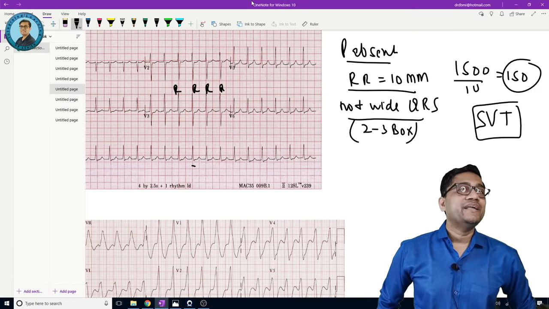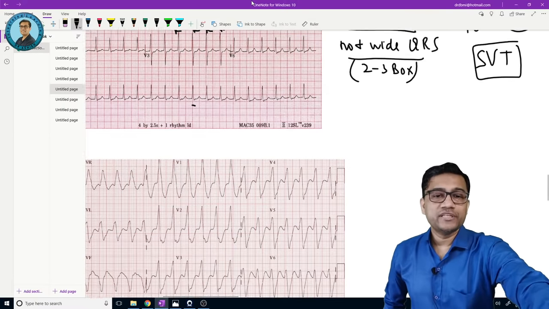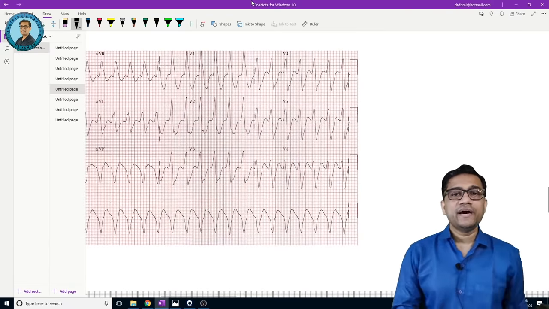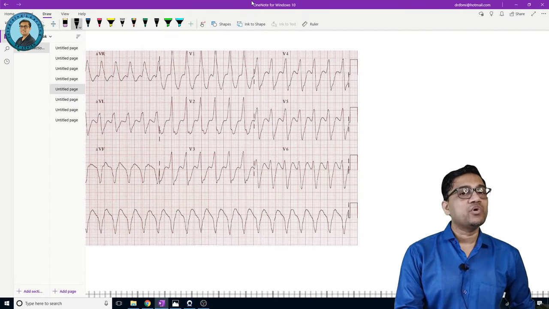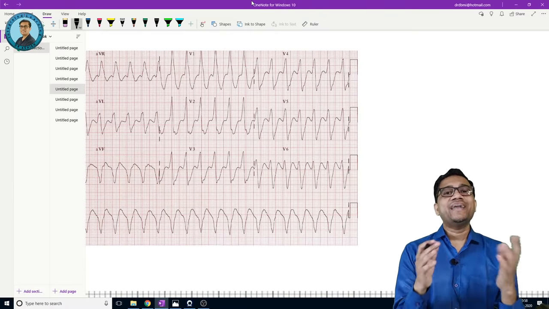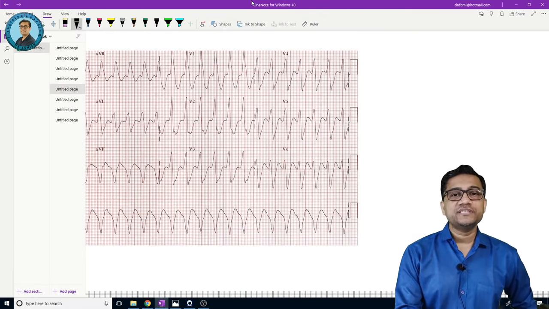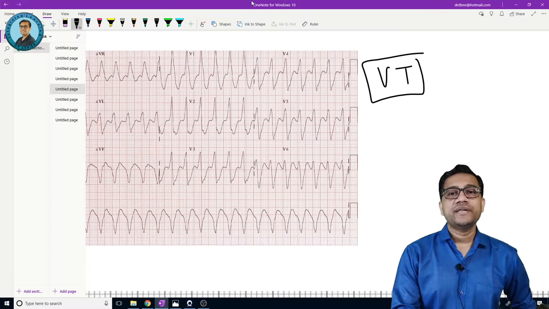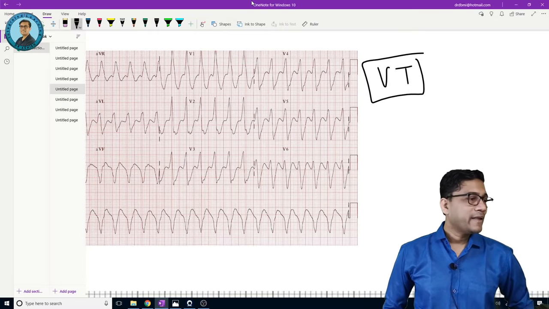Treatment of choice, adenosine, in this case. Look at this one. Here again you see the rate is more, but there is no P wave and the R and S have merged. So this is what? Clear? This is just a ventricular tachyarrhythmia. Are you clear? So ventricular tachyarrhythmia.